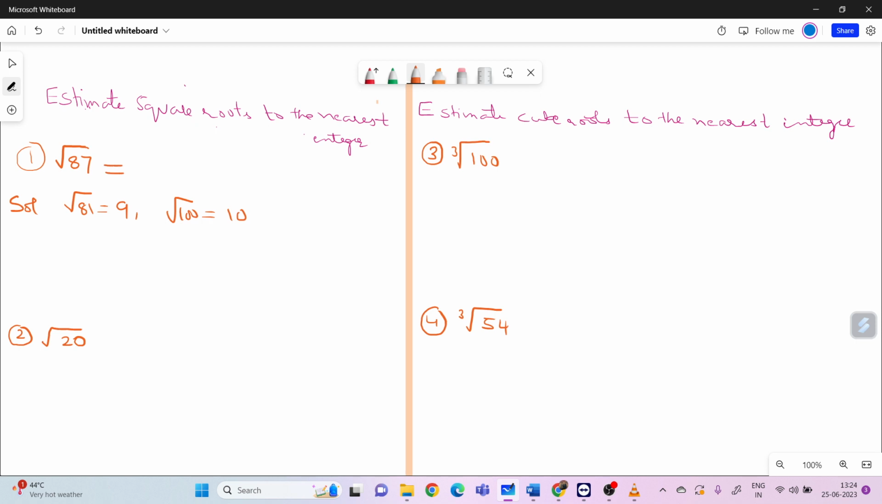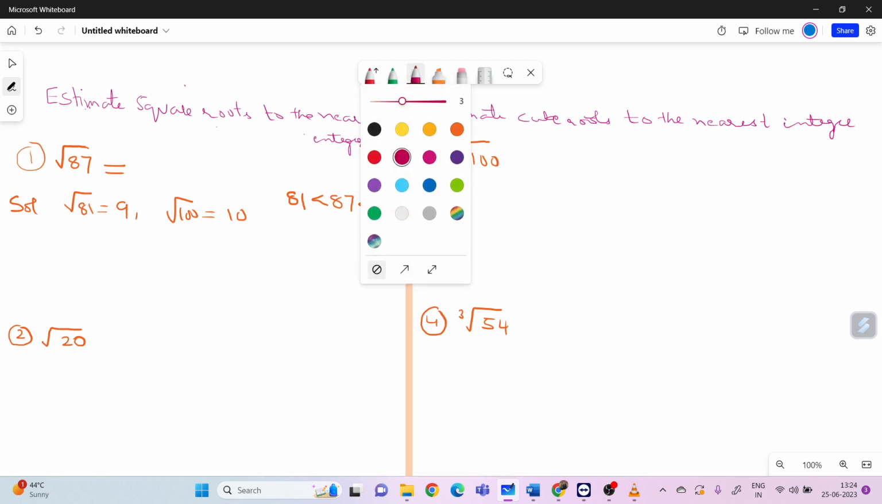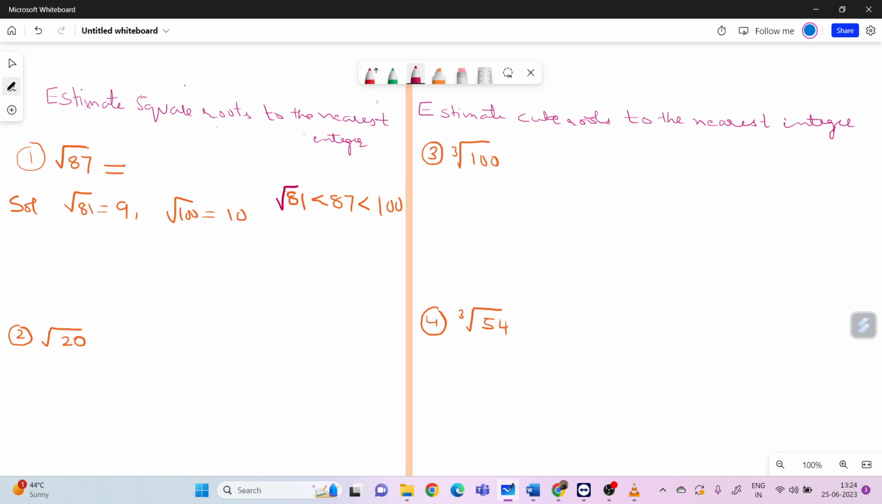So what is the square root of 87? 81 is less than 87, and 87 is less than 100. That means 87 lies between 81 and 100. So square root of 81 is 9, we know. Square root of 87 we don't know. We are going to find it. Square root of 100 is 10. That means our square root of 87 will be more than 9, less than 10.